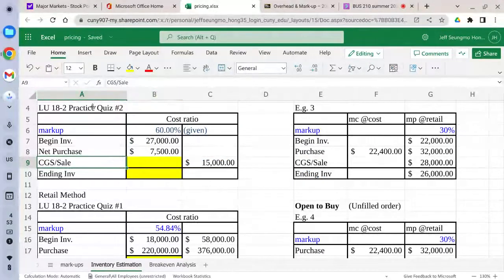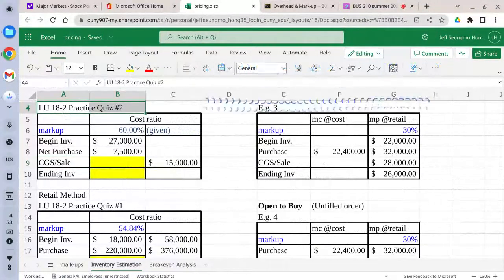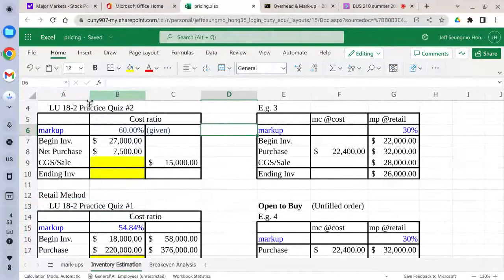Oh no. Okay, what you can do is highlight this and then merge. Okay.